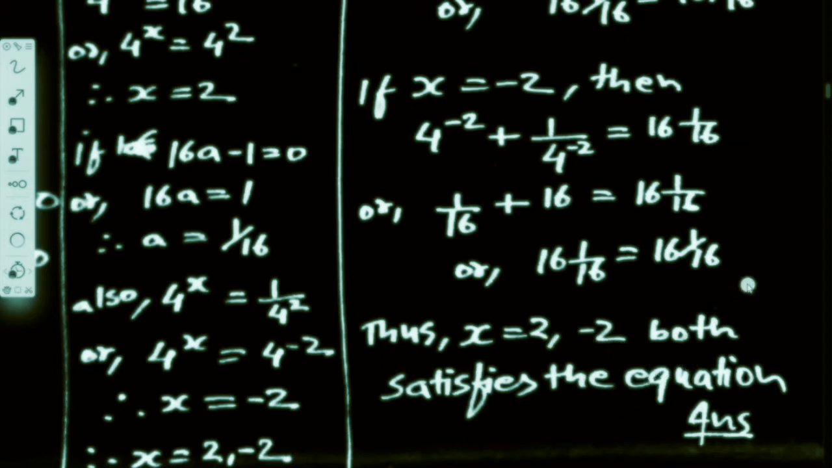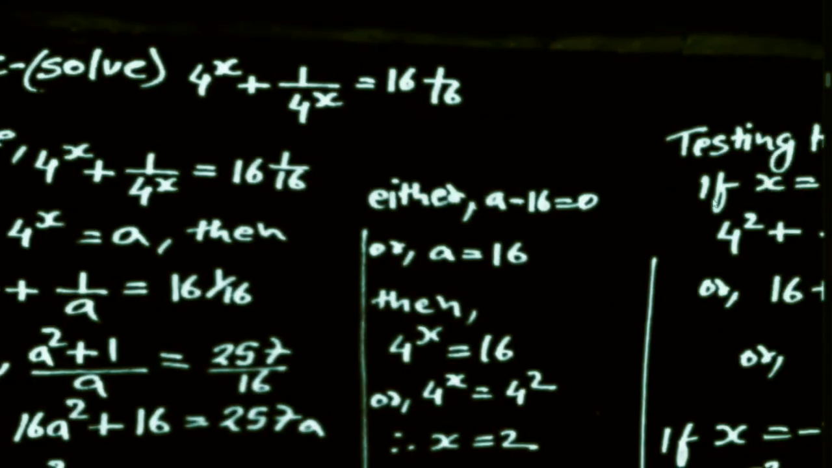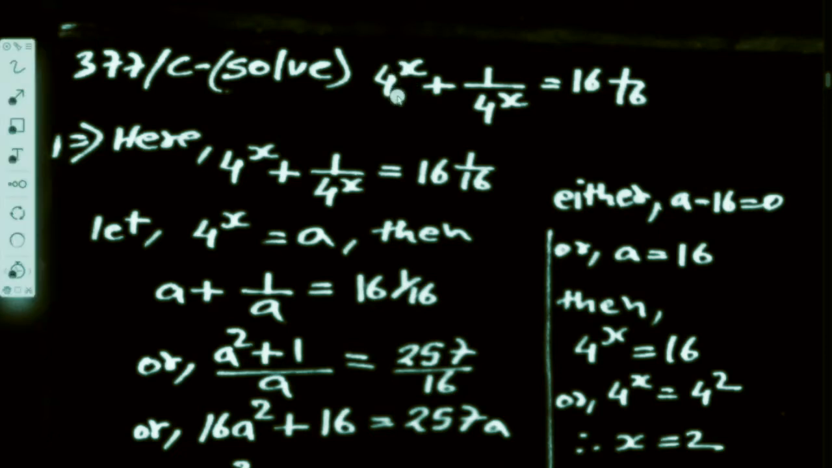By calculating, what is our answer? In this way, we can easily solve. We got the solution of the given equation here. Now, our given equation is 4 power x plus 1 by 4 power x equals 16 1/16. After finding all this, we got the solution of this equation. We got the value of x by solving. So, in this way, we find the value of x and solve the given equation.